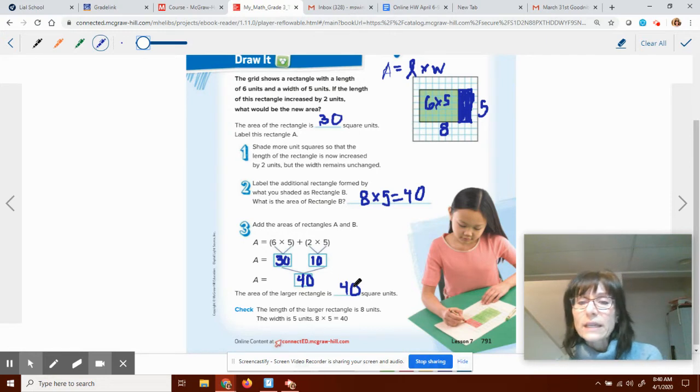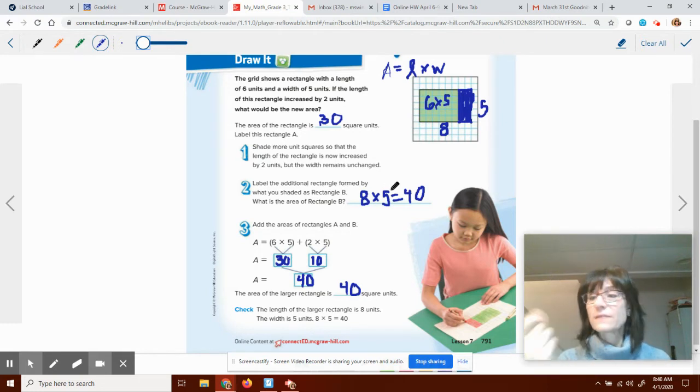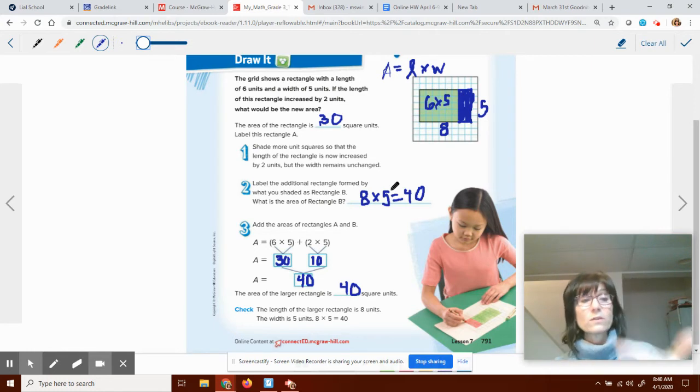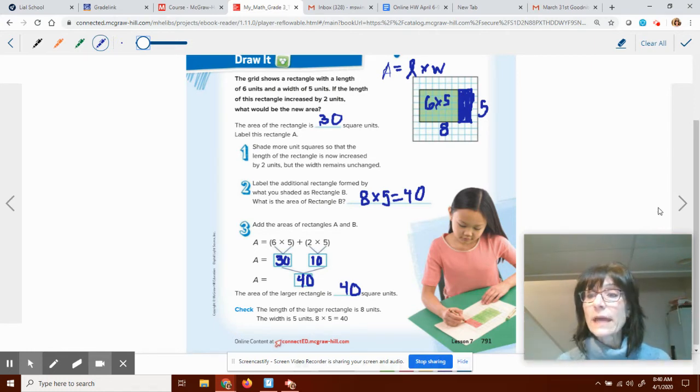Now, just by checking, we could simply do exactly what we did up here. 8 times 5, I've checked it. It's 40. I could skip count by 5: 5, 10, 15, 20, 25, 30, 35, 40. Voila, I know I'm correct. Let's go ahead now to the next page.